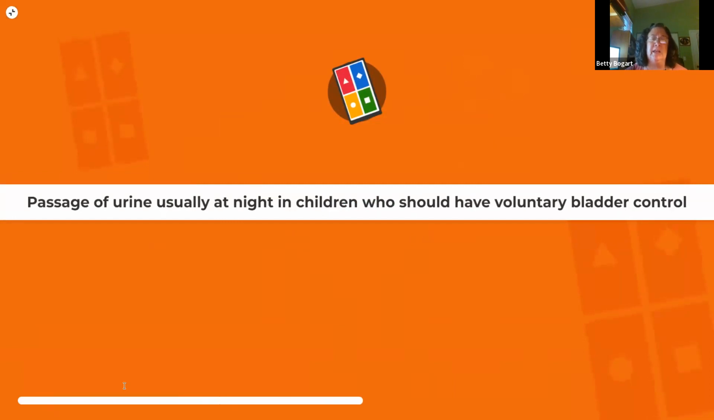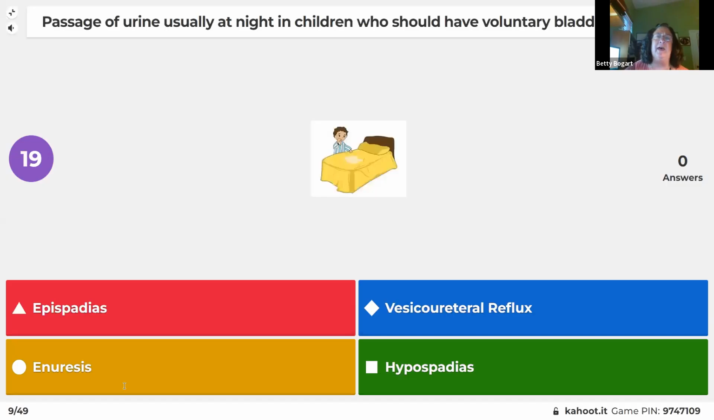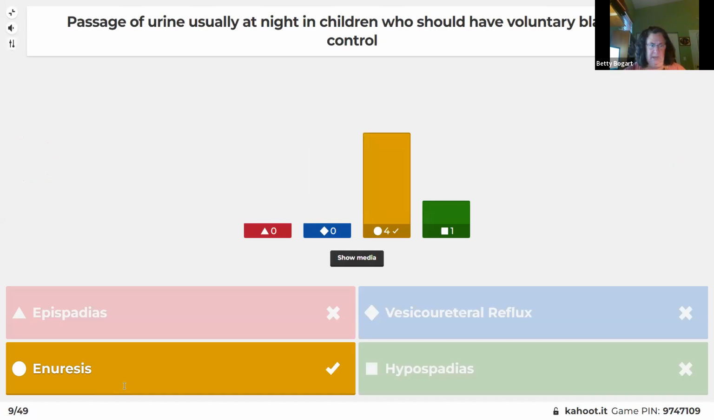Passage of urine, usually at night, in children who should have voluntary bladder control. And that's called enuresis. Epispadias and hypospadias are two conditions in males. Epispadias is when, instead of the opening to the urethra being at the end of the penis, it's on top. The hole is up here. The urine doesn't come out the end. Okay. And hypospadias, it comes from the bottom.